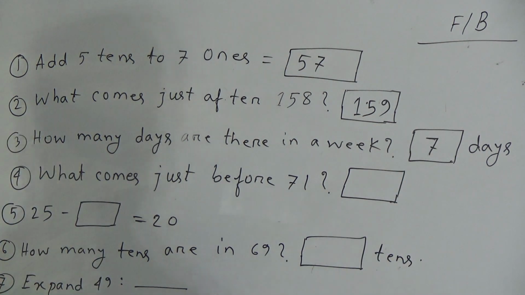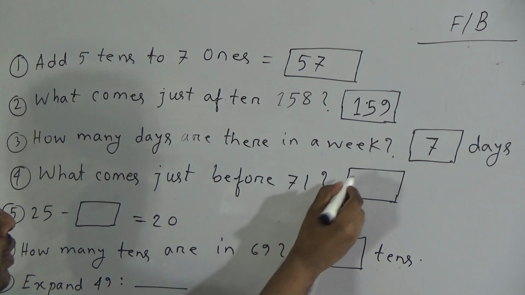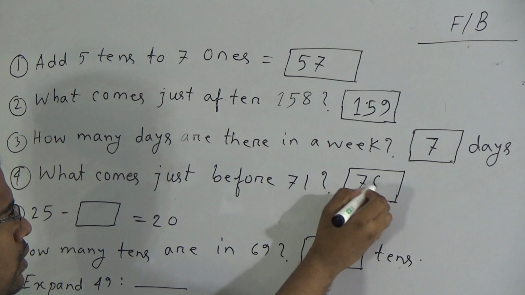Now four number, what comes just before 71? Before 71 means previous number of 71. So that previous number of 71, it will be 70. After 70, 71 will come. So previous number will be 70.